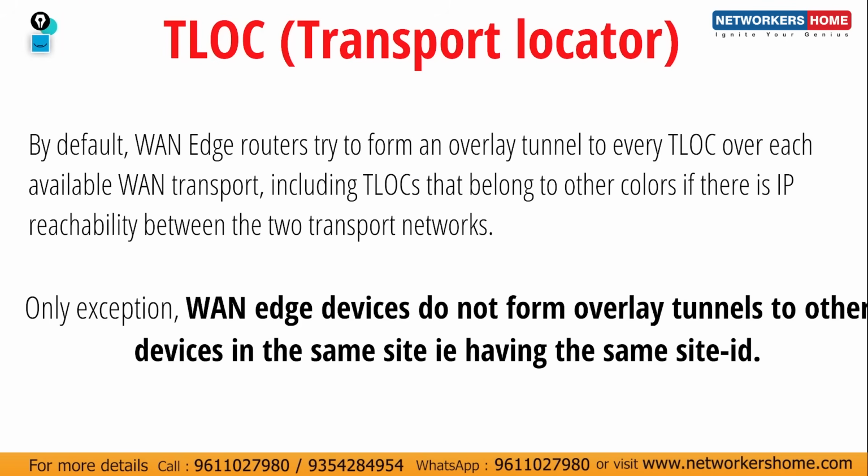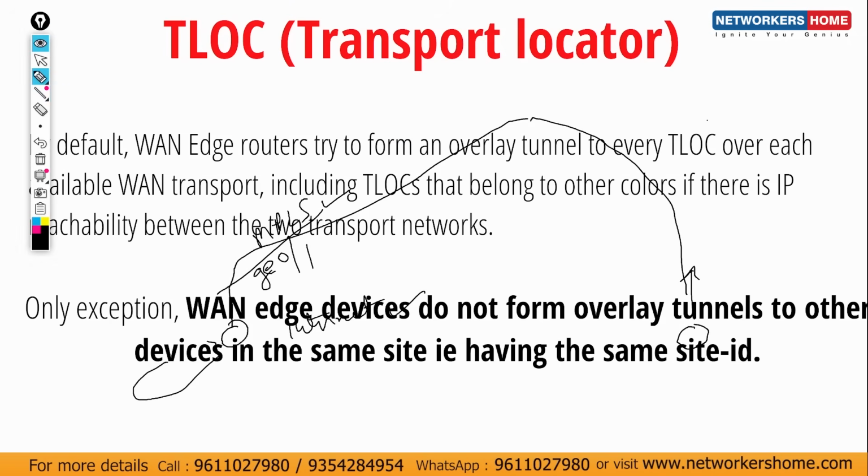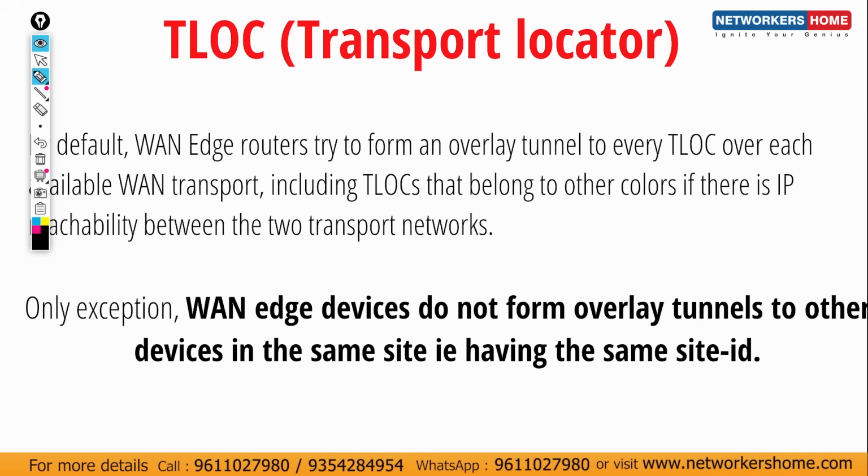Let me pick up a pen here. If you have a couple of sites, by default the behavior is that you are going to form a tunnel to all the devices. By default all devices are going to form tunnels to each other, right? So that is the default behavior. It's going to be a full mesh, whatever links you have. So this guy, let's say he has link number 1 and 2, he is going to form a tunnel over this link, and he is going to form a tunnel over this link, right?